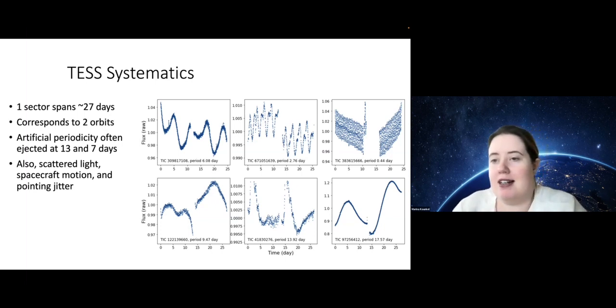But by doing that, if you're just looking for eclipsing binaries or planets, it shouldn't really affect you all that much. You're still going to have eclipses just as you were before. But if you're looking at the longer period rotational variability, then it's kind of hard to differentiate between the real intrinsic variability and the systematics of the instrument.